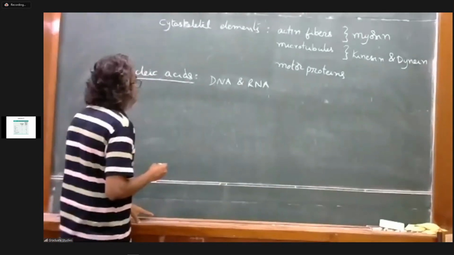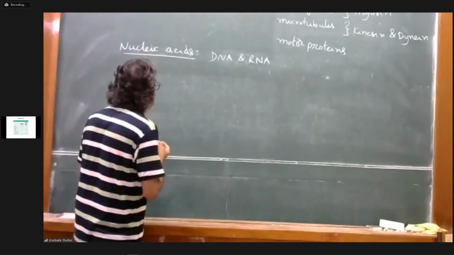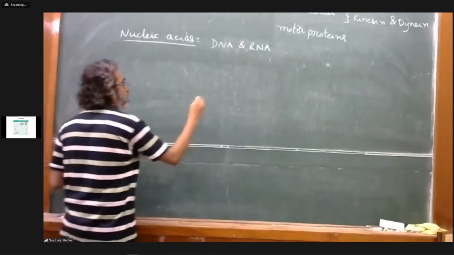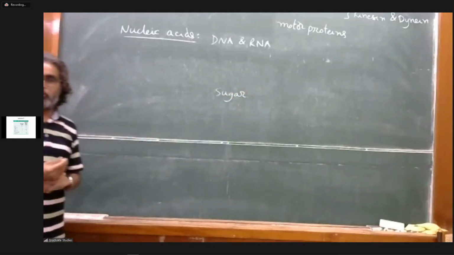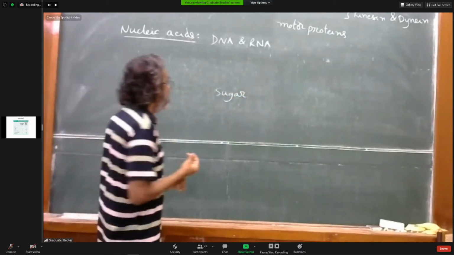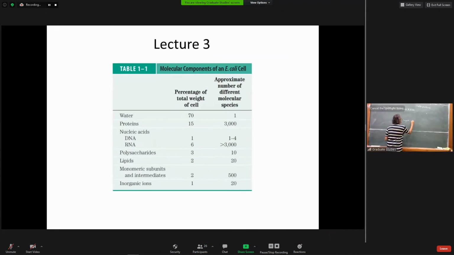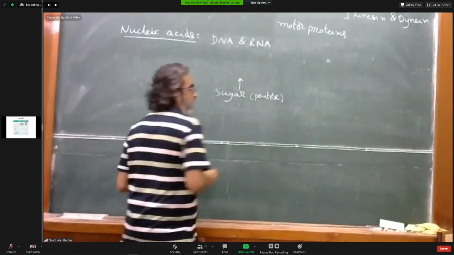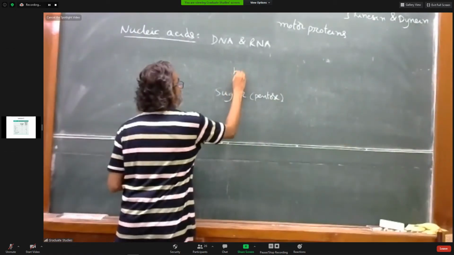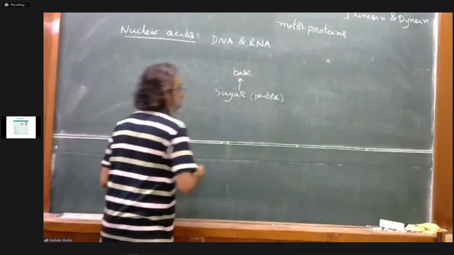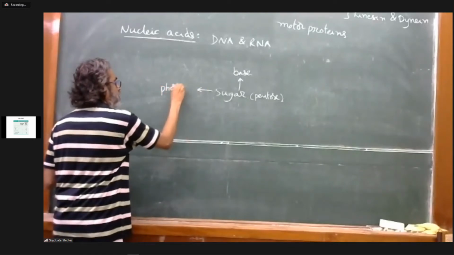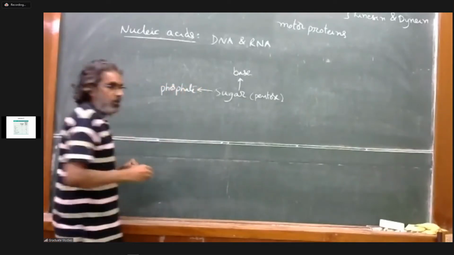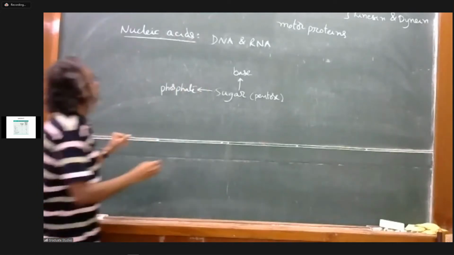So what are nucleic acids? They have certain elements. They have what is called a sugar. I'll show the structures in PowerPoint. There is a 5-membered sugar, a pentose. The sugar is attached to a nitrogenous element called a base. Again, I'll show you structures. And the sugar is also attached to a phosphate. So this is basically the common architecture of nucleotides.